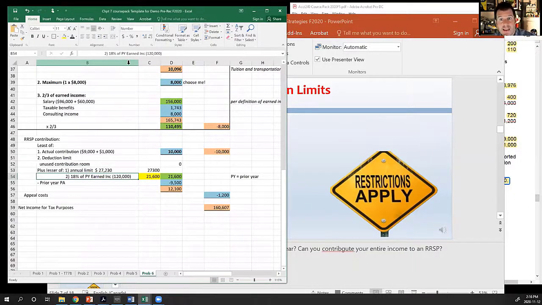Hey, just a quick addendum here, guys. During the video, I stated that the annual limit for 2020 was $27,300. It's actually $27,230 as highlighted right here. So apologies for that. It makes no difference overall to the outcome, but it's important that I use the correct number. So thanks. Okay, sorry about that. Is it set by the government? Yes, it's set by the government.